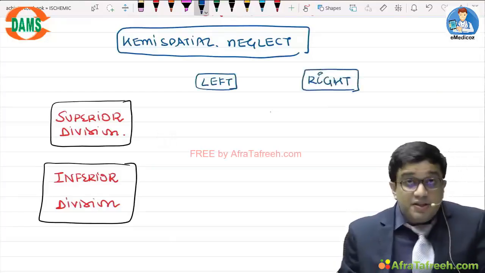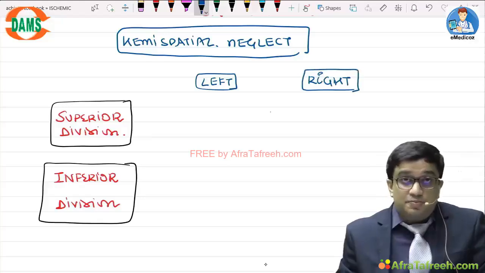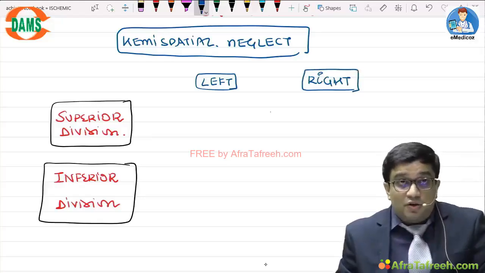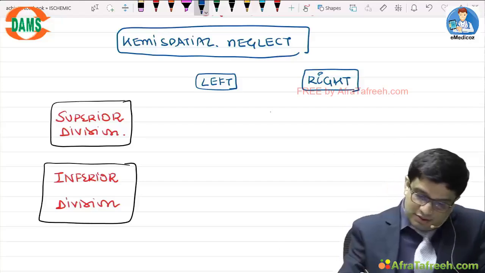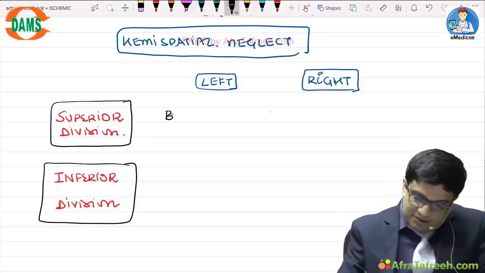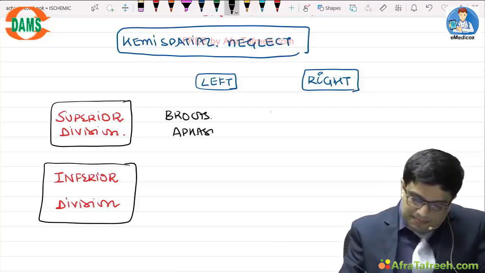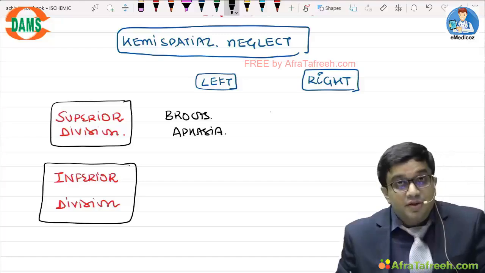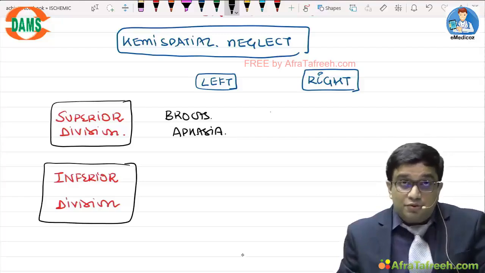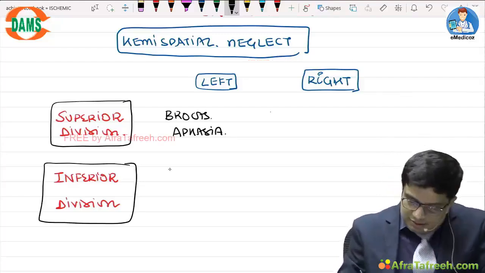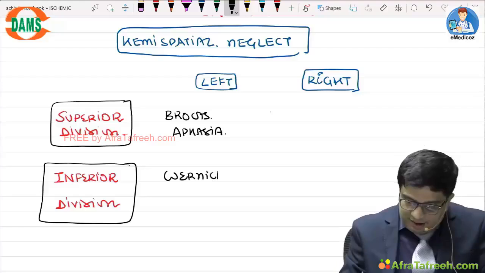So the superior division of MCA on the left side supplies the frontal lobe. If you remember, the frontal lobe has the Broca's area. So one thing will happen in these patients, Broca's aphasia. The inferior division on the left side supplies the temporal lobe. The temporal lobe has the Wernicke's area. So my patient will have Wernicke's aphasia.